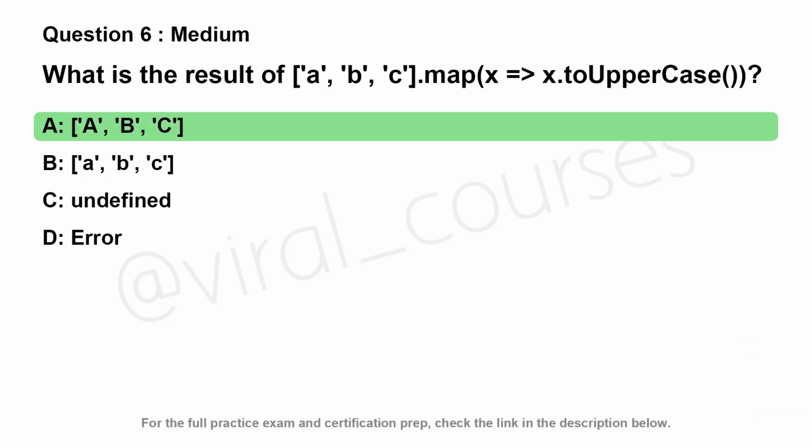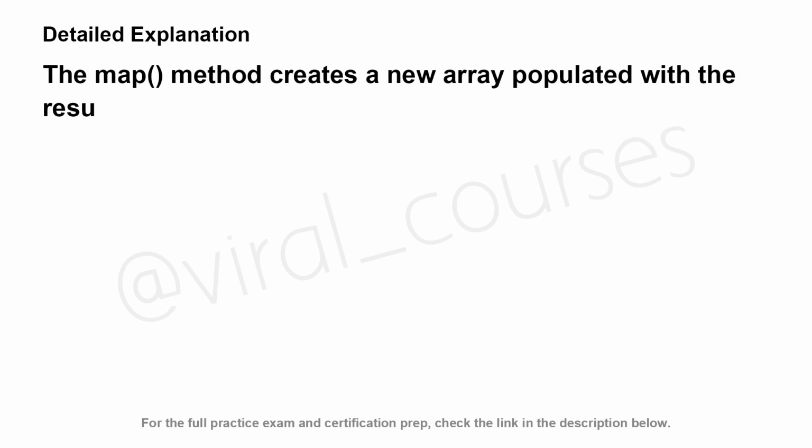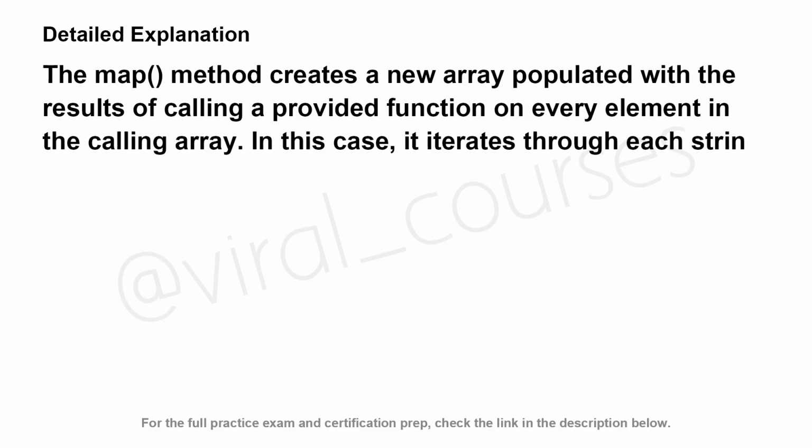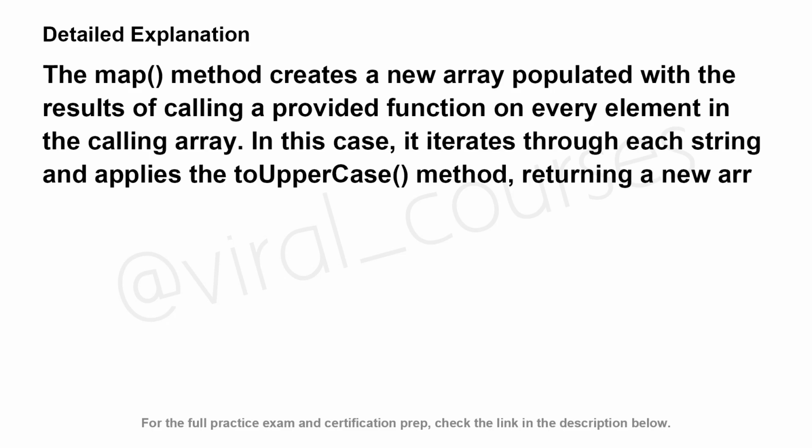The correct answer is A. The map method creates a new array populated with the results of calling a provided function on every element in the calling array. In this case, it iterates through each string and applies the toUpperCase method, returning a new array with capitalized letters.